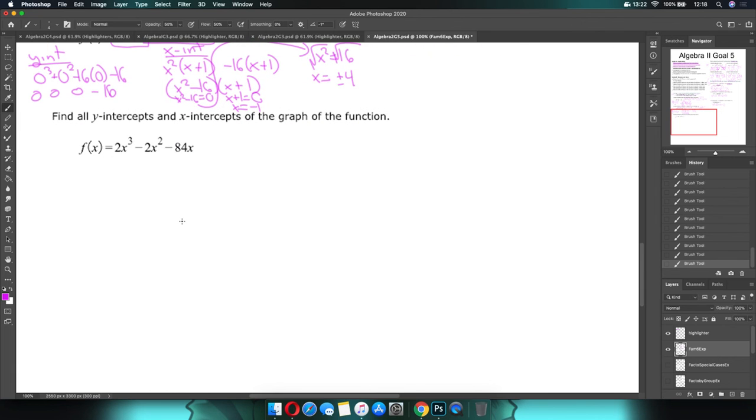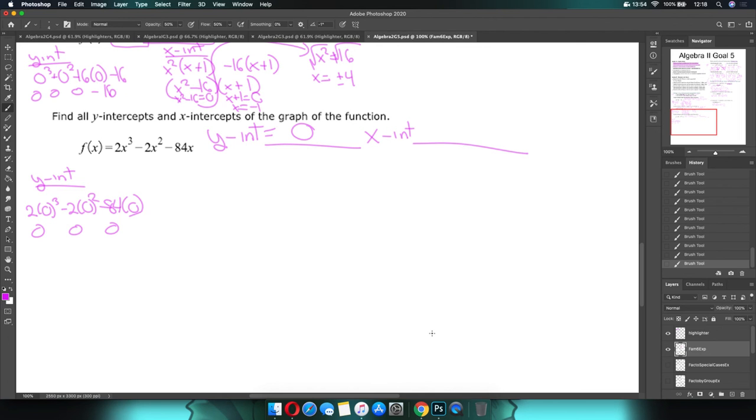How inspirational. Next up, we're going to have a y-intercept, and then we're going to have our x-intercepts. And now I have all the space I need. Let's see here. So y-intercept first, we're going to plug in our 0. So 2 times 0 cubed minus 2 times 0 squared minus 84 times 0. 0, 0, 0. I wonder what my intercept could be. 0, I wonder. It's almost like that number is important in this goal or something.